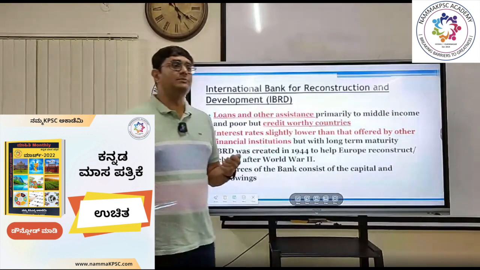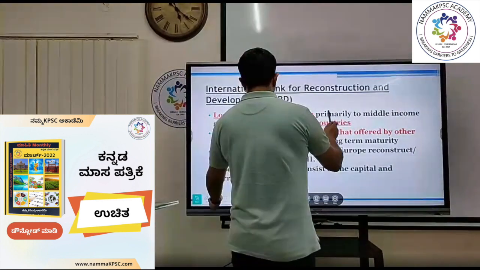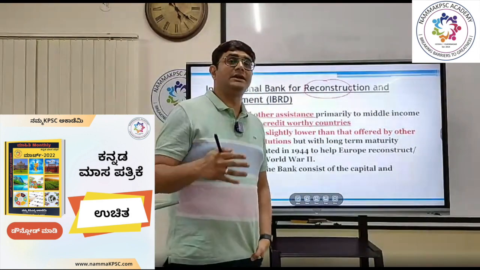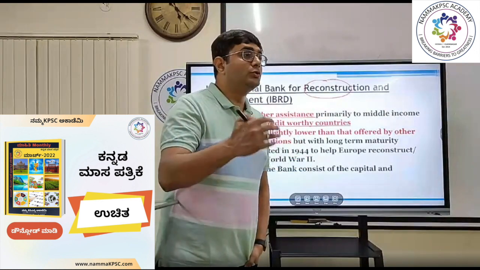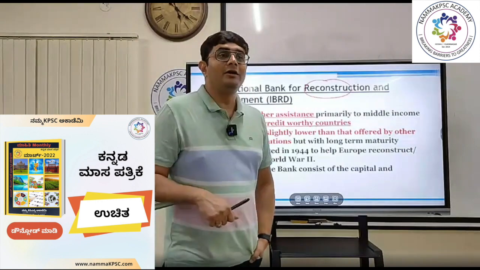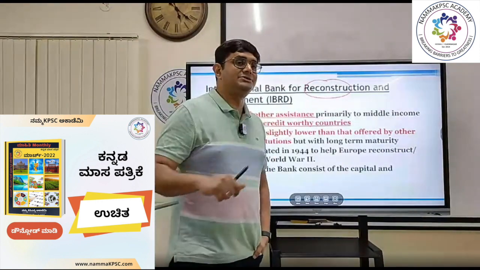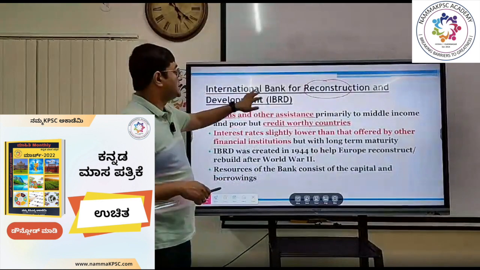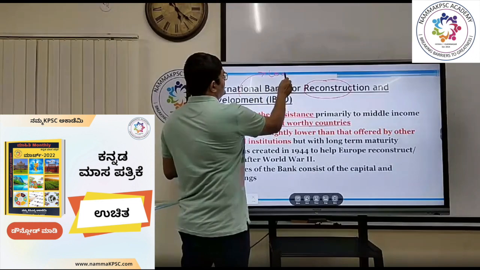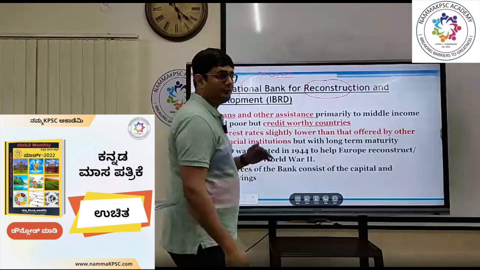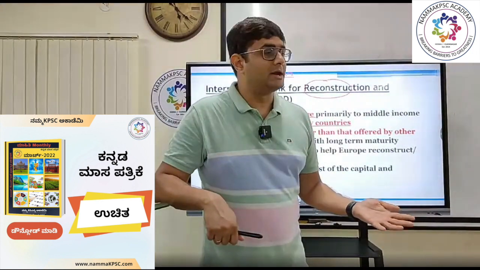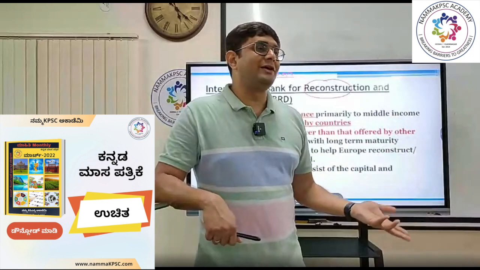So the first one is IBRD. The word over here, if you see, is reconstruction. So as I told you, this bank initially was set up in order to provide loans to European countries in order to rebuild their economy after World War II. So that's why it's called the Reconstruction Bank. Okay. So International Bank for Reconstruction and Development. So what was it done for? It was for giving loans for Europe. And now it extends its loans even to other developing nations as well, and primarily to developing nations.